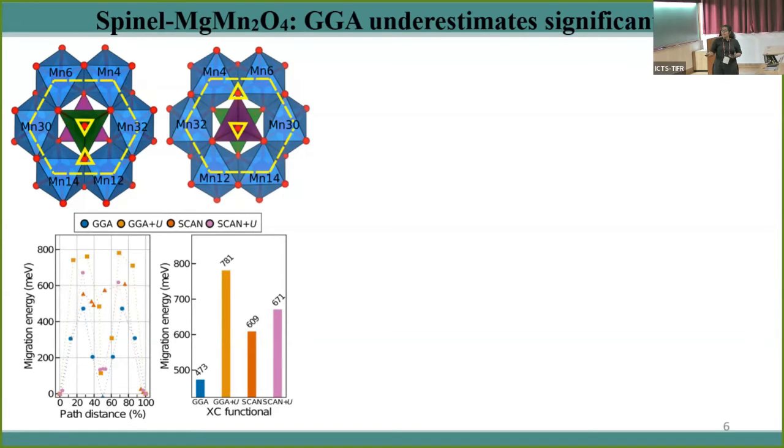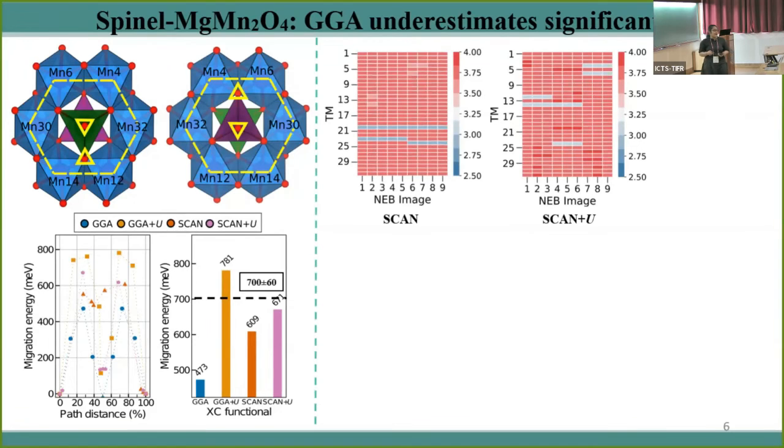And on the right, we have the barriers plotted for each functional. On analyzing these plots, we find the functionals GGA+U, SCAN, and SCAN+U to be closer to the barriers that were predicted experimentally, and GGA tends to underestimate significantly. To understand this, we'll take a look at the magnetic moment plots.